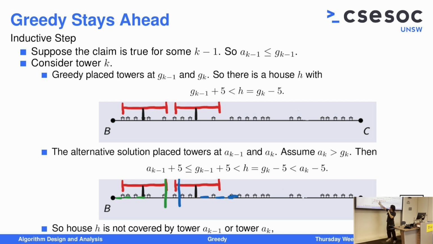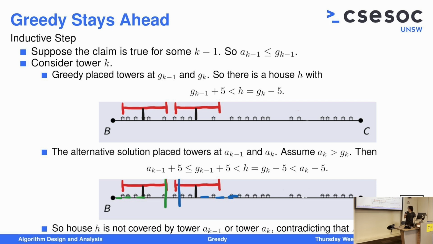These are our greedy placements, here and here, and assume that this is the furthest range of the non-greedy solution of ak minus 1. It goes to here, right? But we're assuming that this has to be further east, and this is not possible, because now this house here is not covered, right? Does that make sense? Yeah? So this is contradicting that A is a solution.